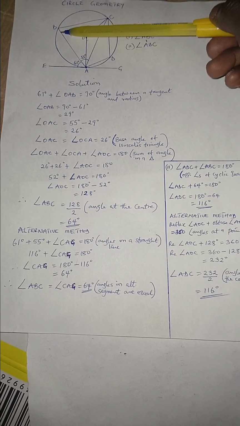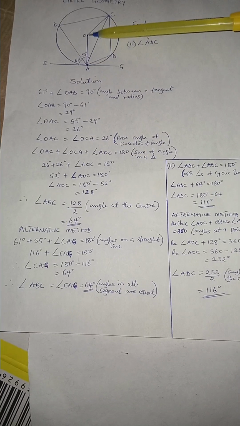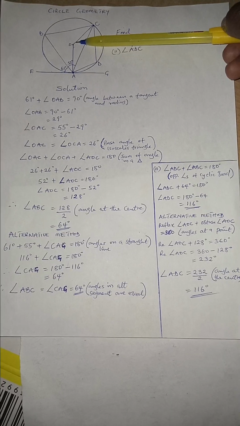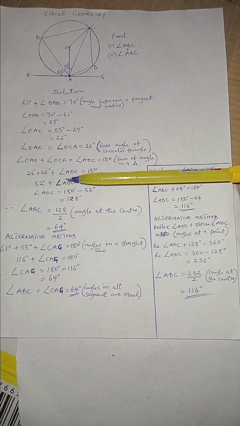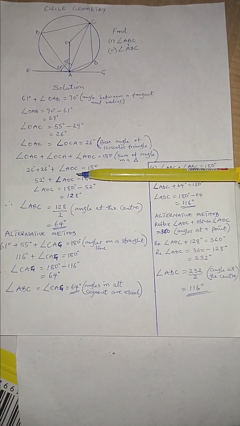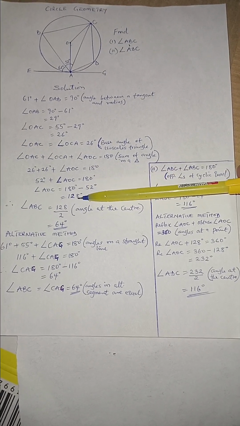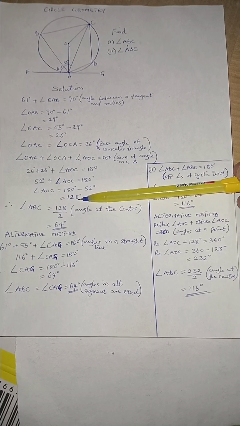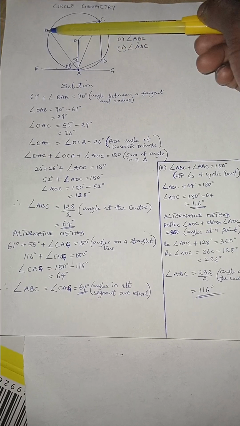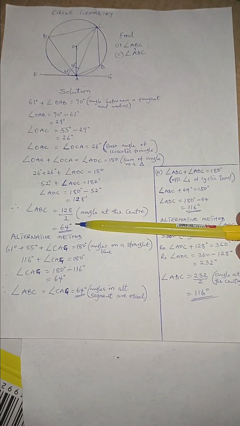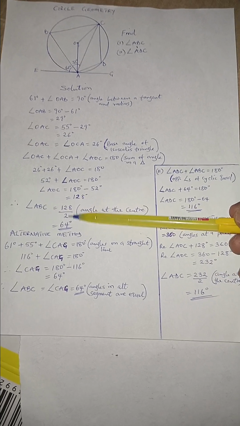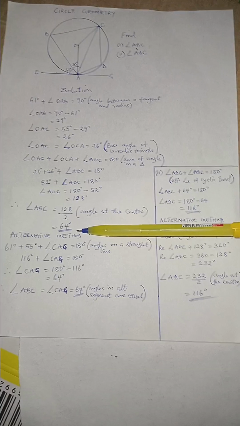So we can easily find angle ABC, having known this angle at the center. The theorem we are going to use is: the angle at the center is twice the angle on the other part of the circumference. Now that we know this angle is 128, all we need to do is divide it by 2. Angle ABC equals 128 divided by 2, the angle at the center, and that gives us 64.